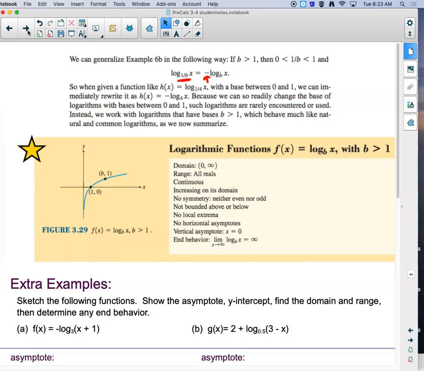Because we can so readily change the base of logarithms with bases between 0 and 1, such logarithms are rarely encountered or used. Instead, we work with logarithms that have bases greater than 1, which behave much like natural and common logarithms, as we now summarize. At the beginning of the chapter, they said, for our purposes, assume that our bases are going to be greater than 1. Well, that's what they're talking about here, that we could always rewrite these as reflections so that we don't have to have a base that's a fraction. And this, of course, needs a couple of arrows.